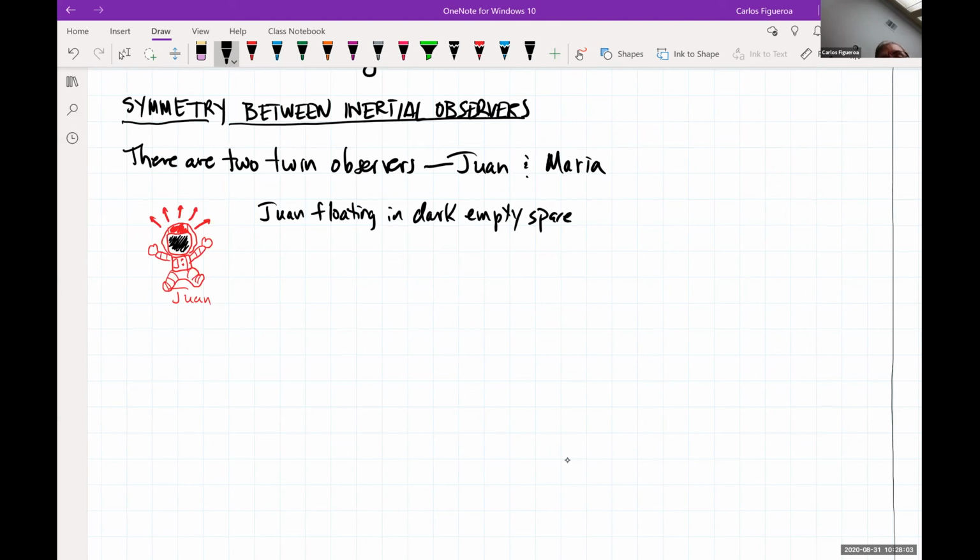So if there's no frame of reference in empty space, Juan feels that he is at rest. He's sort of sitting there. From Juan's perspective, he's completely engulfed in this complete blackness. And as far as he's concerned, he's stationary from his viewpoint.